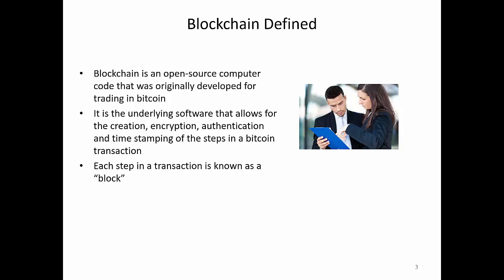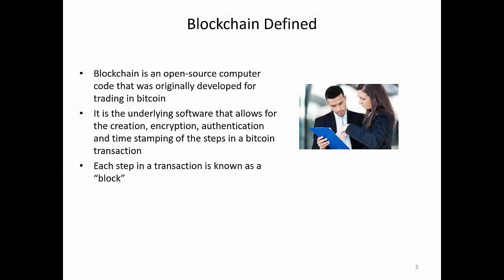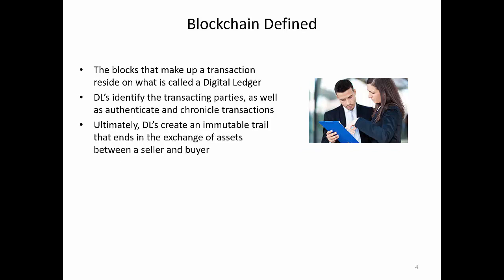In either scenario, be it Bitcoin or international trade, each step in a transaction is known as a block. As a transaction unfolds and the parties meet their obligations under a given transaction, the blocks are built upon one another, forming a chain. That is where the name blockchain comes from. Continuing along with this idea of the blocks that make up a blockchain, they all reside on what is called a digital ledger, or what is generally referred to as digital ledger technology.